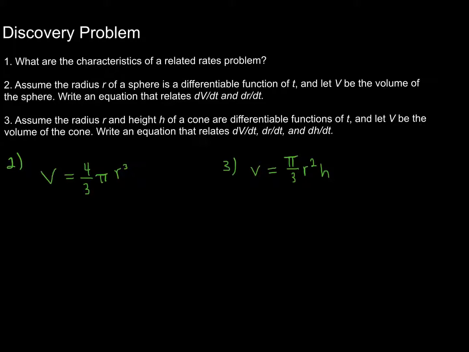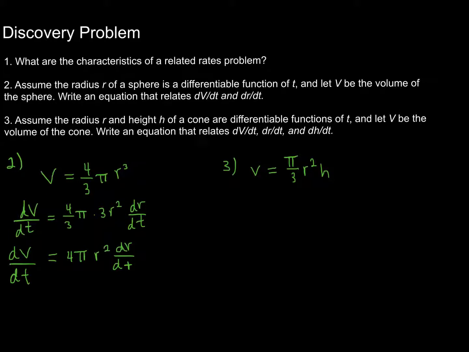Alright, so for number 2, the volume of a sphere is given by 4/3 pi r cubed. Now I can take the derivative with respect to t on both sides of my equation, and I'll have a relationship that involves dV/dt and dr/dt. Alright, so taking the derivative with respect to t on both sides, notice that 4/3 pi is a constant, so I can factor this out.